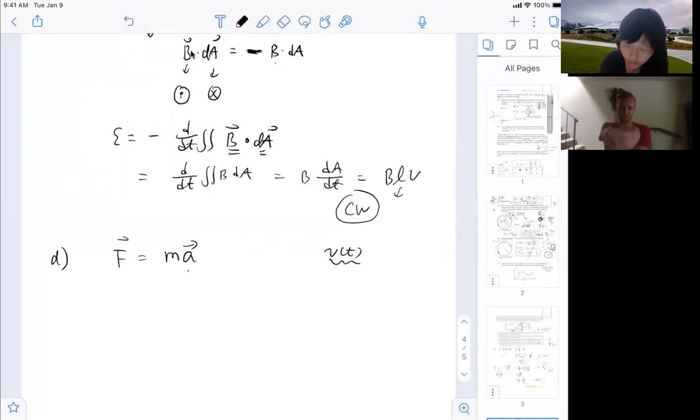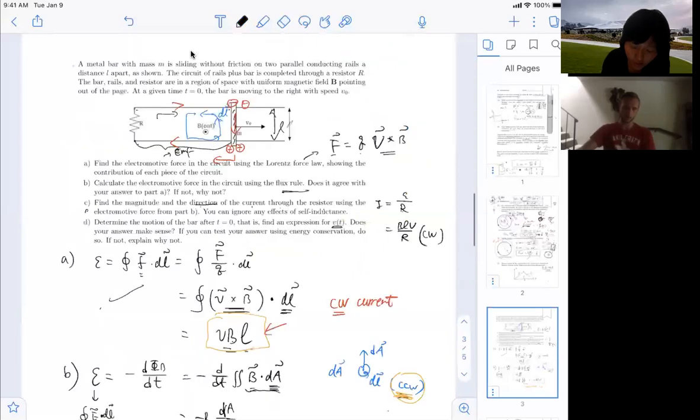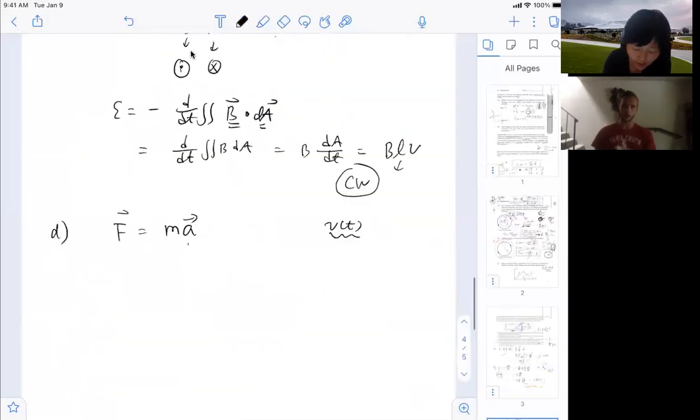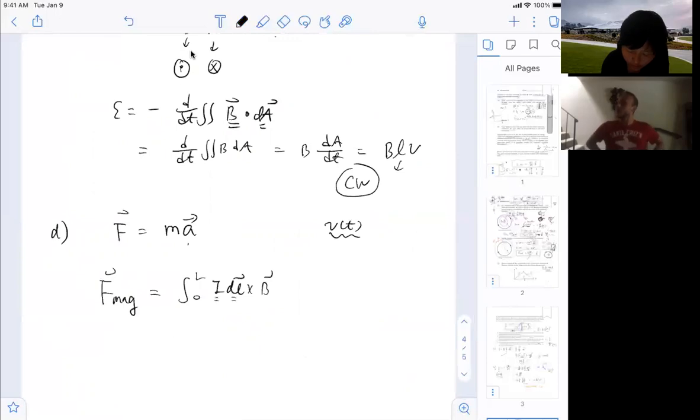But first, let's try to find the force acting on the bar. We know that as soon as you induce a current, your current carrying wire will feel a force under the influence of your magnetic field. So this is a net force acting on the bar. This is I dl cross B. Any wire that is carrying a current will feel a force under the B field, right? So that's the definition for that force.